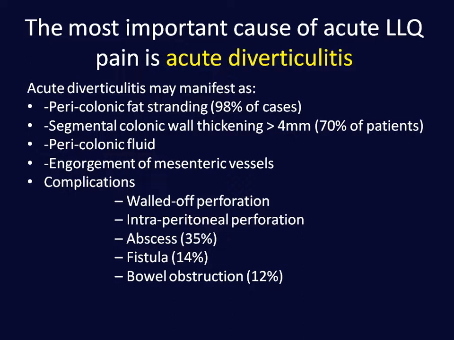of the cases, segmental colonic wall thickening more than 4 mm, pericolonic fluid, engorgement of the mesenteric vessels. The complications include walled-off perforation, intraperitoneal perforation, abscess formation, fistula formation, and bowel obstruction in about 12% of the cases.